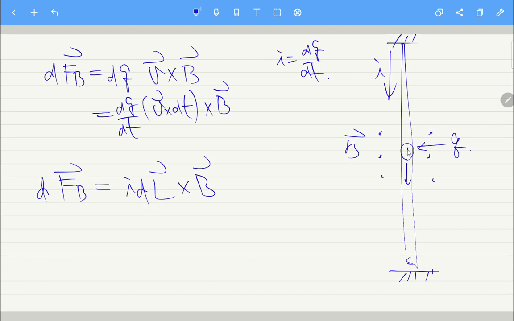consider the charge moving with a velocity v for a small fraction of time. So v times dt will be the length. So this is nothing but dl. This is nothing but I. So actually, this is a kind of Lorentz force.